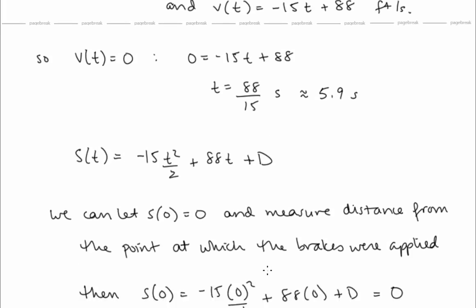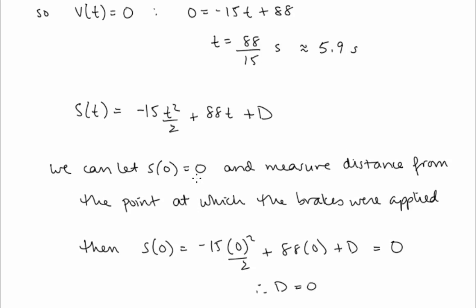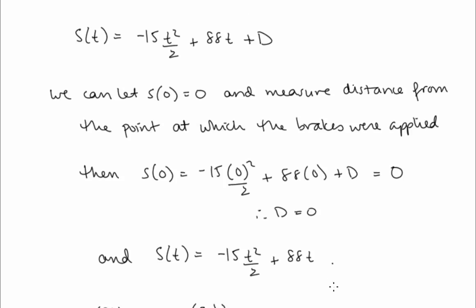Well, we could think about measuring distance from the point at which the brakes were applied. So at time 0, we can say that the distance traveled was 0 at that time. And we can use s of 0 equals 0. And so that says our constant d here is equal to 0. And so our distance function is s of t equals negative 15t squared over 2 plus 88t. This is how far the car has traveled t seconds after the brakes were applied.